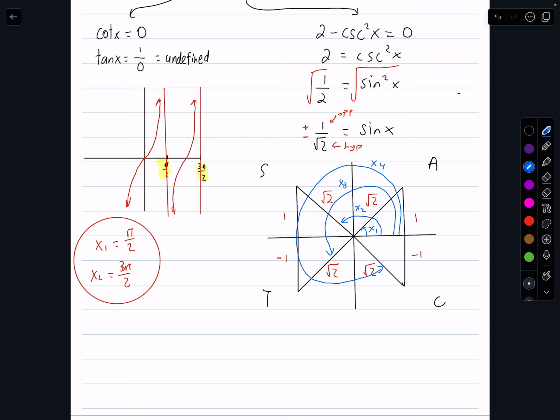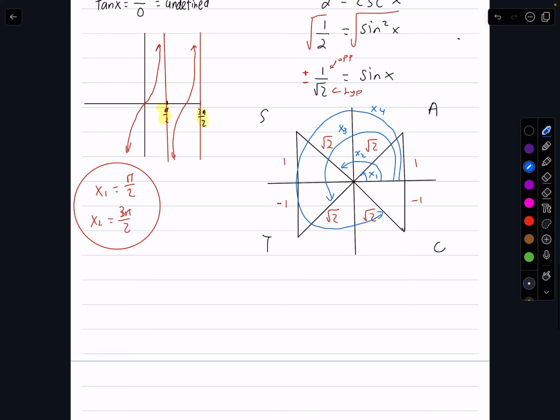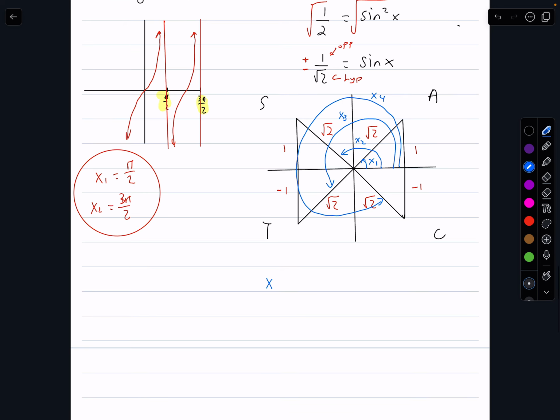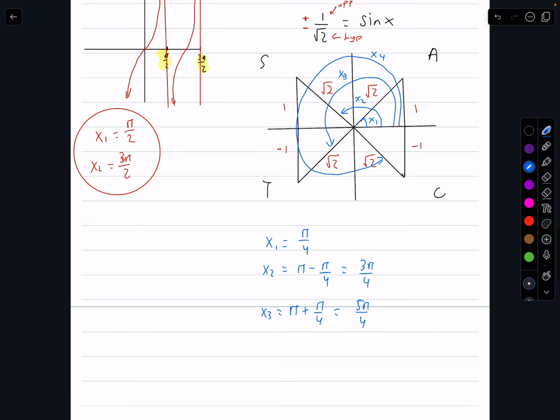And the beauty of this question is we actually know it's a special triangle. It's using the pi over 4, 45, 45, 90 special triangle. So we know off the bat, x1 is just going to be pi over 4. x2 is going to be pi minus pi over 4, which is 3 pi over 4. x3 is going to be pi plus pi over 4, which is going to be 5 pi over 4. And x4 is going to be 2 pi minus pi over 4, which ends up being 7 pi over 4.